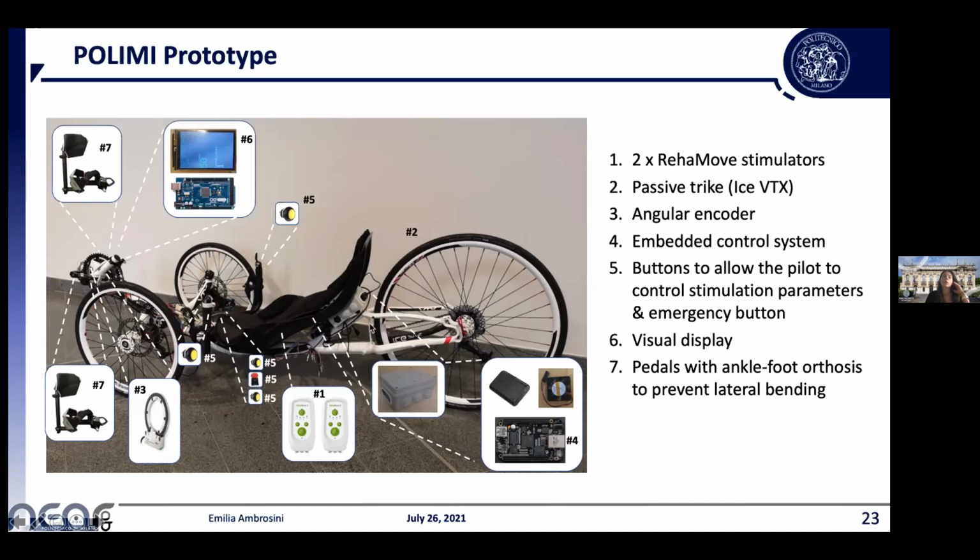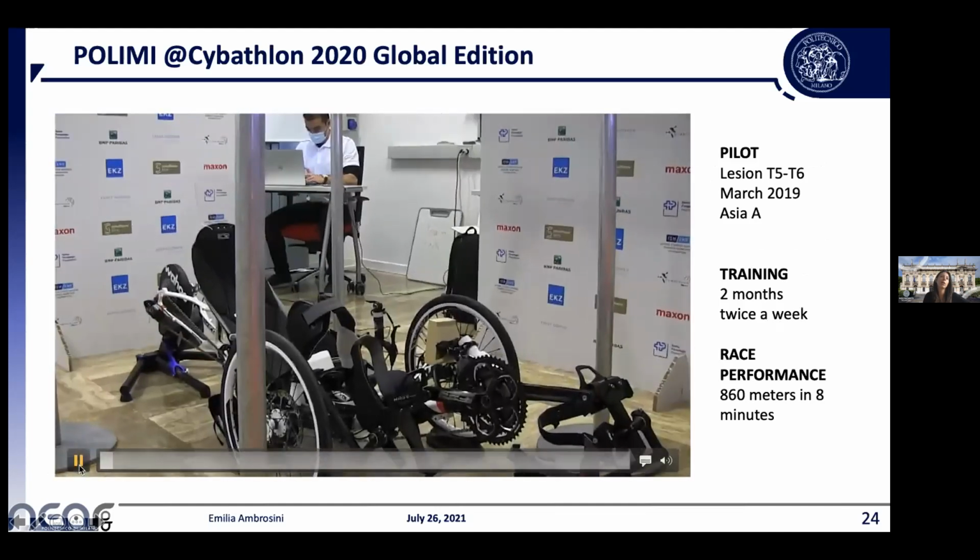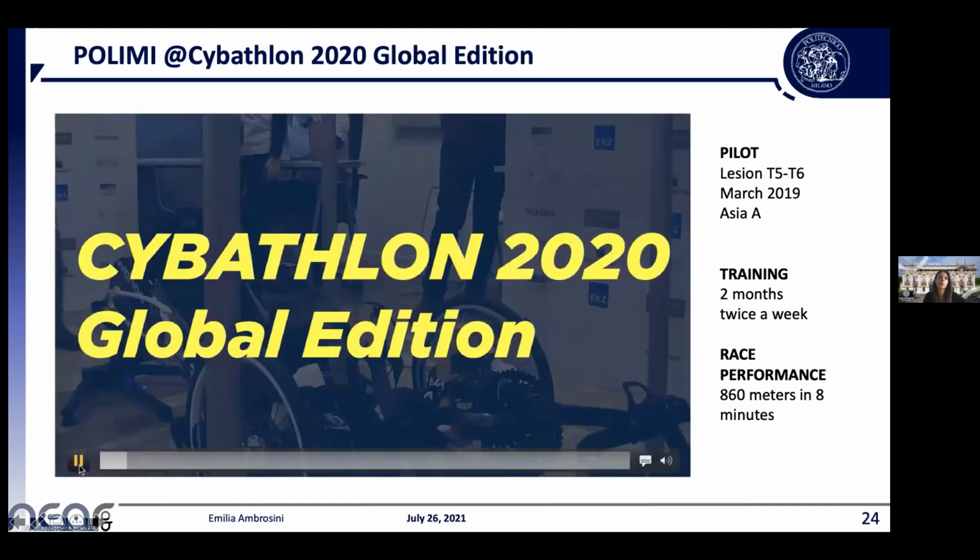The control system was running on a BeagleBone Black, so an embedded control system. And then we also had an Arduino that was controlling a visual display, which was placed here in front of the pilot in order to show the cadence, the amplitude of stimulation, the time of stimulation, and some useful parameters for the pilot. And that's all. So this was our prototype. In the next slide, I have a video that is a small summary of our participation in Cybathlon 2020 Global Edition.